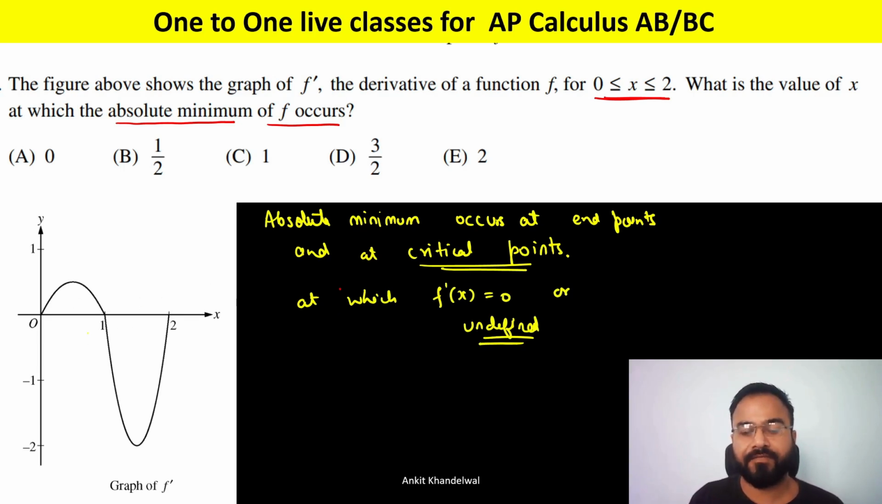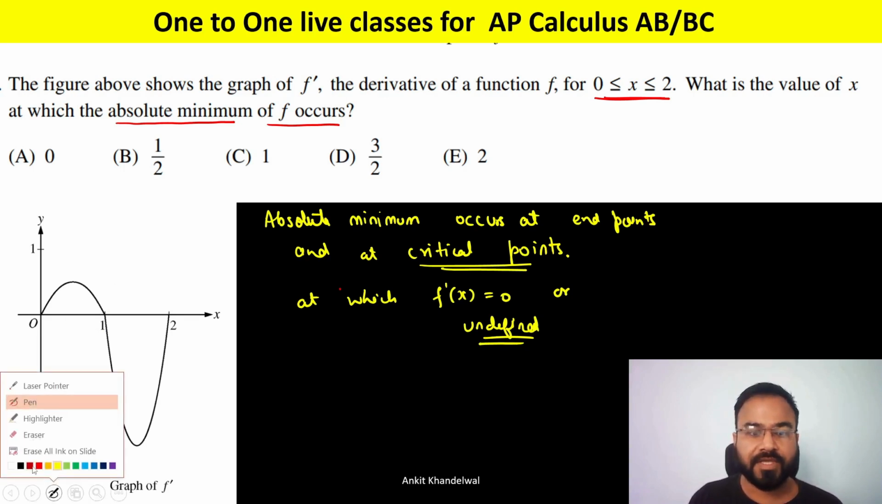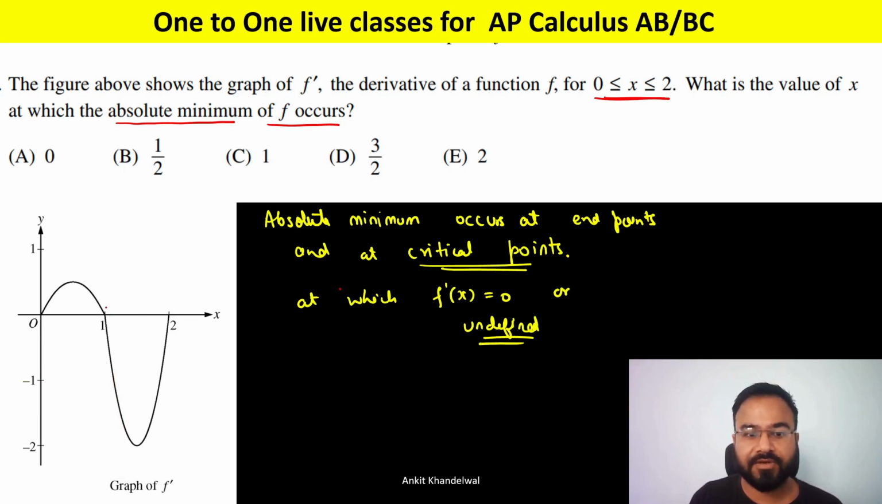So in this graph we can see this is the graph of f dash. Here directly we can see that f dash is 0 at this one. So this 1 is the critical point and the 0 and 2 are the endpoints of this interval. So these are the three places at which we can figure out where it is the absolute minimum or absolute maximum. Now let's analyze this graph over here.